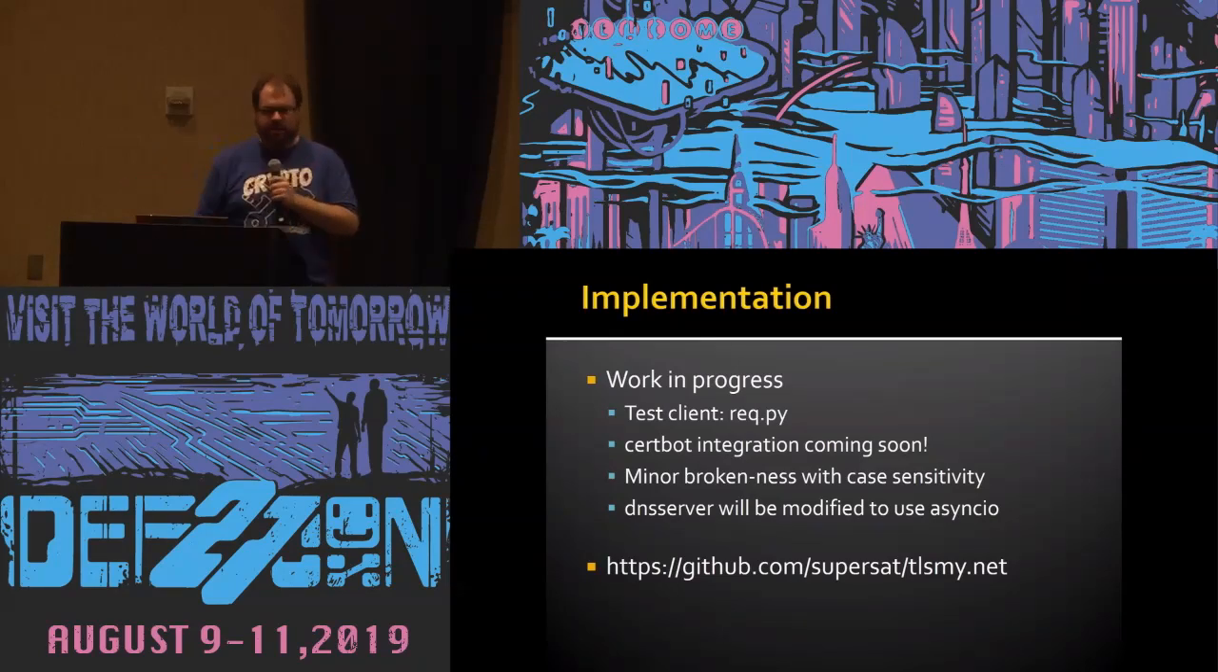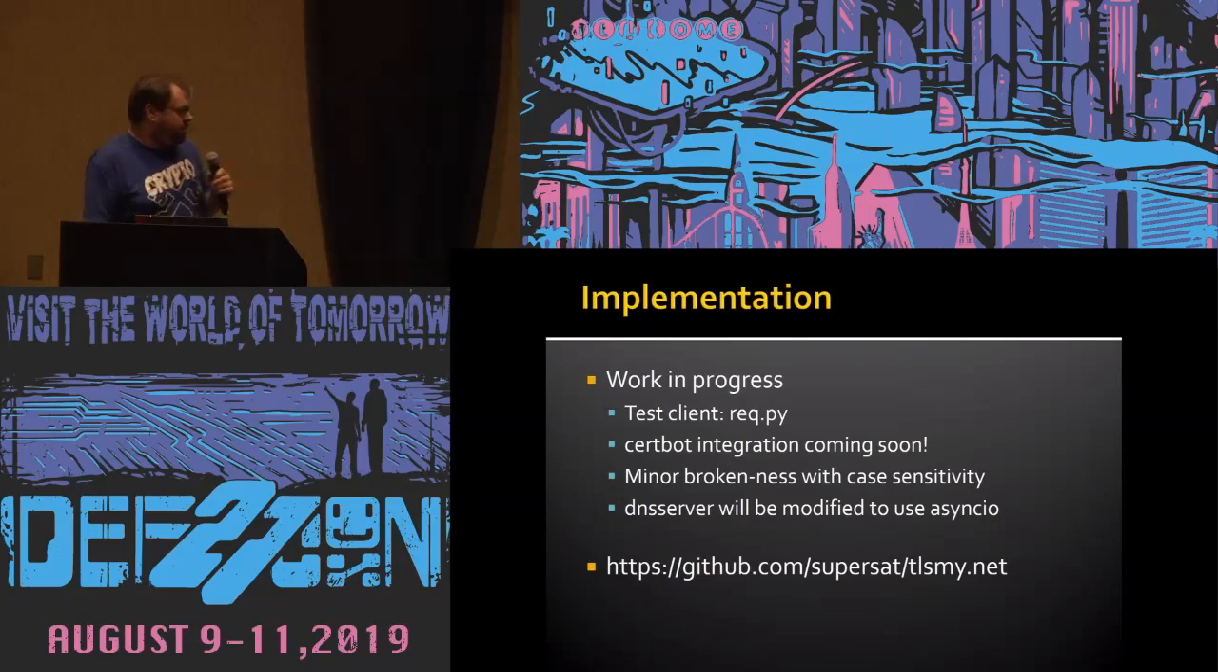However, there's a little issue there where the CertBot plugins don't automatically expose the account public and private keys to the extensions there. So that's a little issue I'll have to work through. The server currently has a little brokenness with case sensitivity, but I'm going to fix that today. I have tested it, and it does work. And as I said before, the DNS server will be modified to use async IO for a bit more performance.